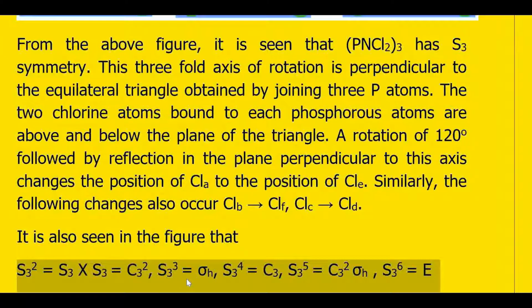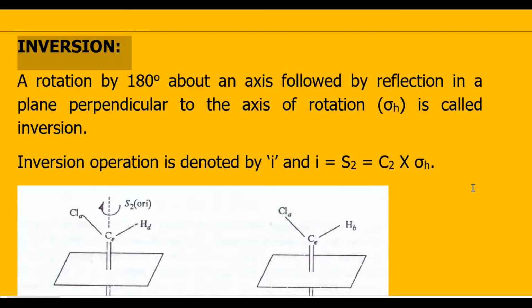Now you can check these 3-4 relations. Now let us consider one more operation. This is called inversion. Inversion is a special type of improper rotation or rotation-reflection operation.